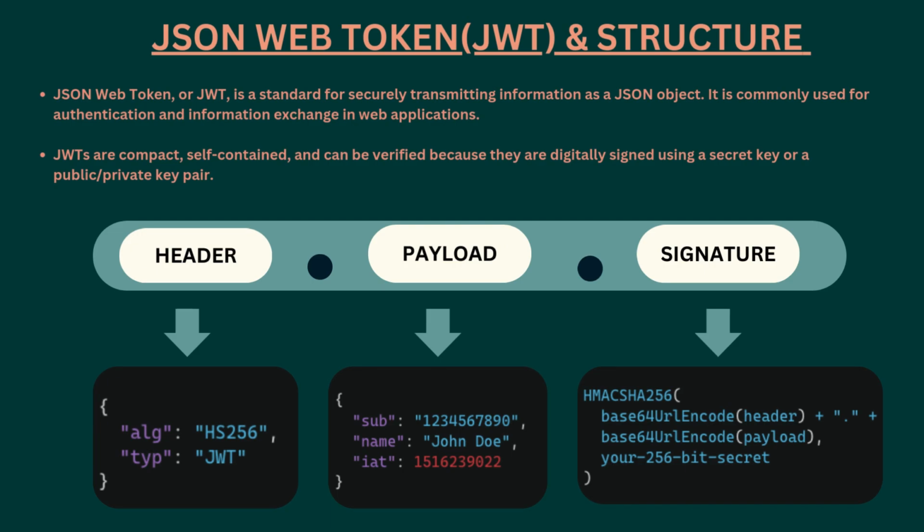So here in our example, we have three claims. Subject and issued at are registered claims, while name is a public claim. So the third part is the signature, which is created by taking the encoded header, the encoded payload, and signing them using a secret or a private key.